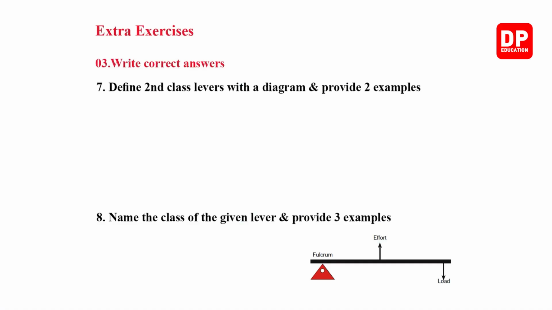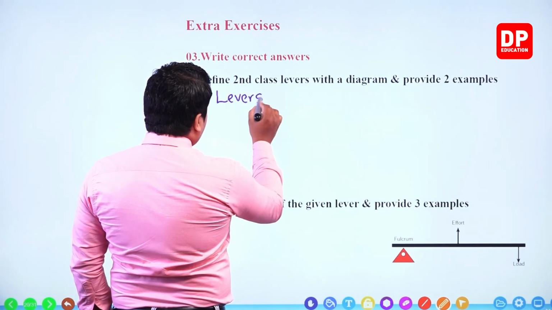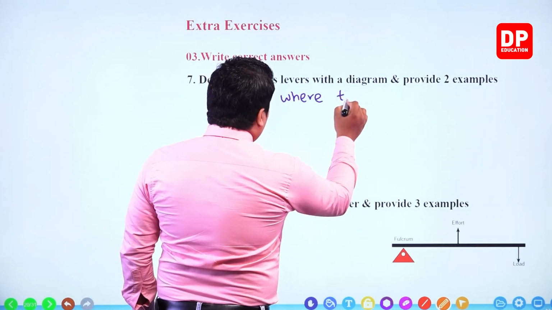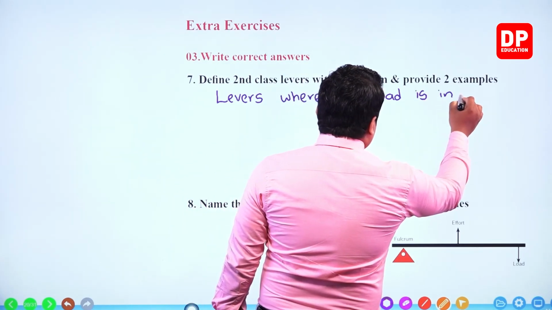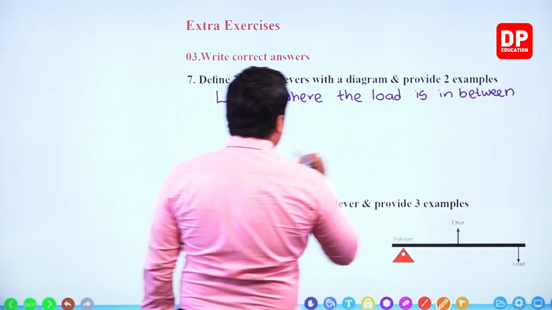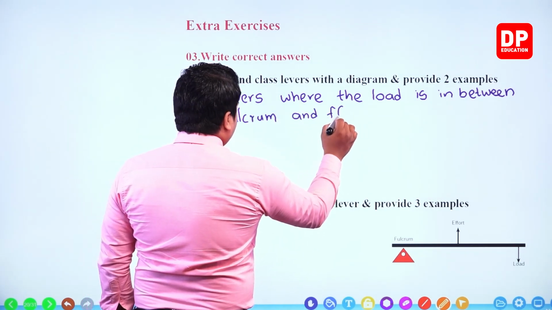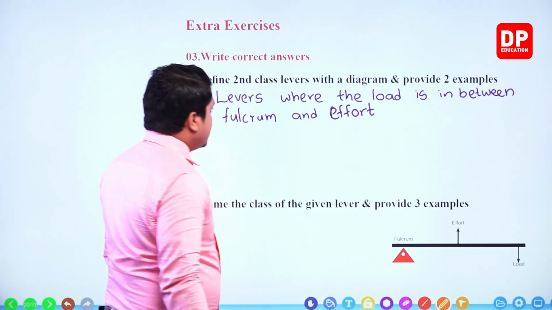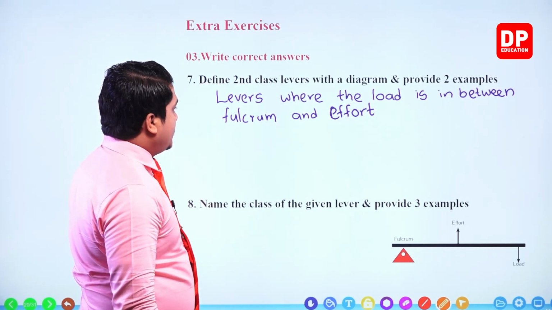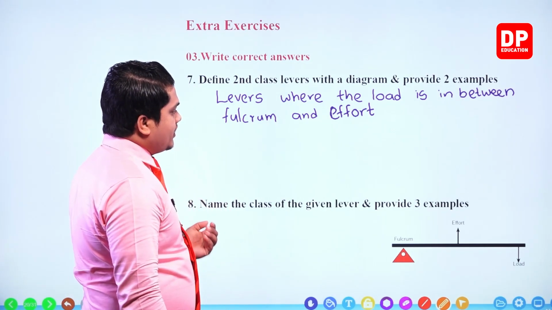Right, next one, question number 7. Define second class levers with a diagram and provide 2 examples. So, levers where the load is in between fulcrum and effort. Right? So levers where the load is in between fulcrum and effort. Such a lever is a second class or else a second order lever.